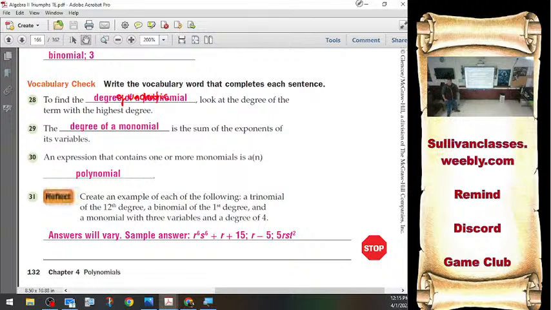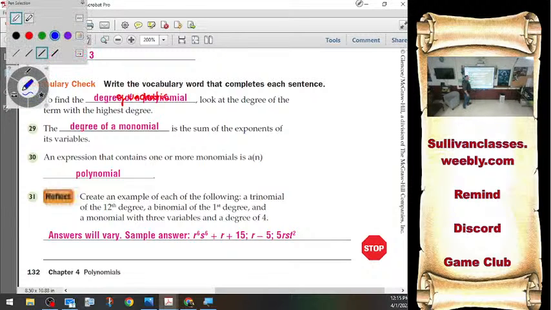Can you make a trinomial of the 12th degree? What is a trinomial? 3 terms. So it's got to have 3 things. This plus this plus this. Or minus. And it says it's a 12th degree. So all that has to be true is the biggest exponent or collection of exponents is 12. I could have just said x to the 12th plus x minus 1. That would work. It's got 3 terms, biggest degree is 12.